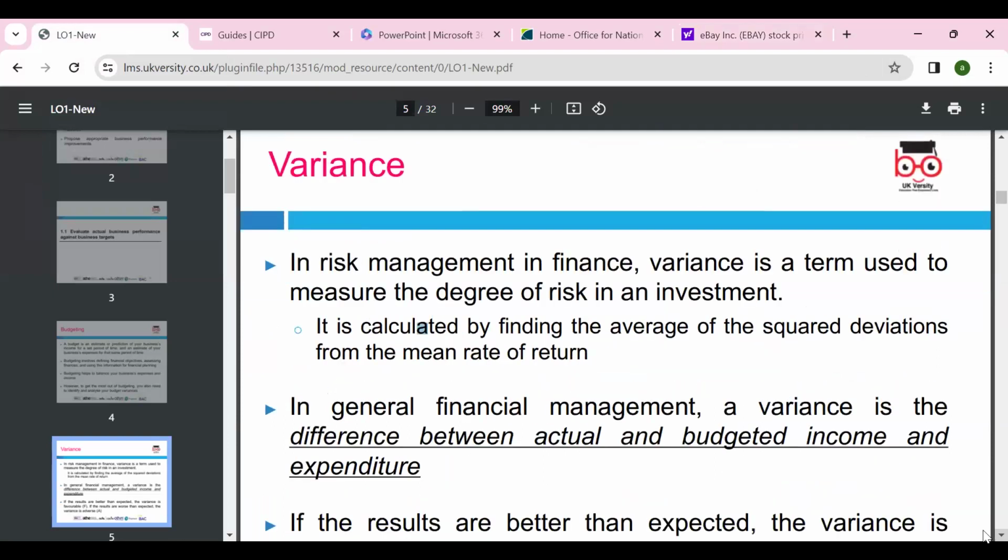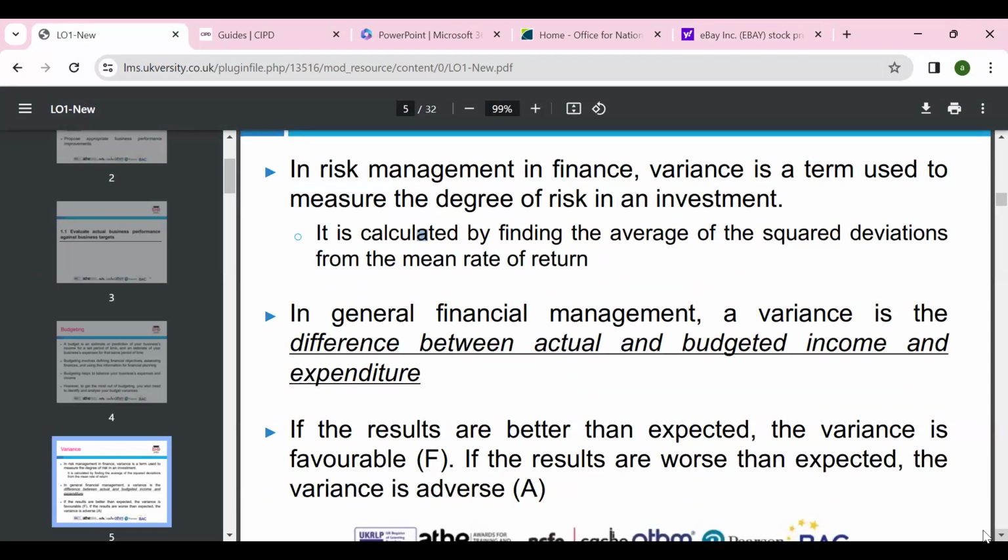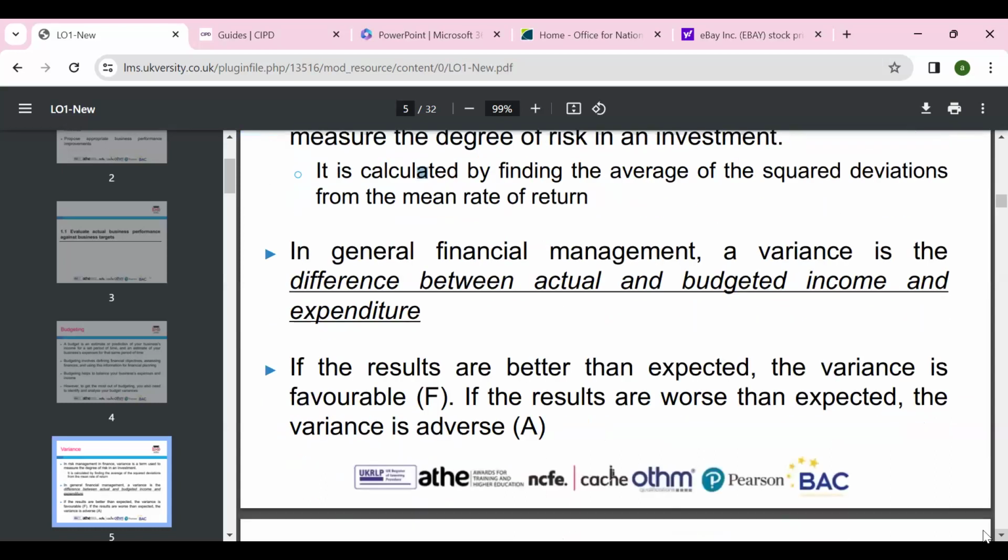Variance is calculated by finding the average of the squared deviations from the mean. In general financial management, a variance is the difference between the actual and budgeted income. Higher income is in our favor, and we can say the variance is favorable, but higher expenses compared to the budgeted are unfavorable. So if the results are better than expected, the variance is favorable, otherwise it is adverse.